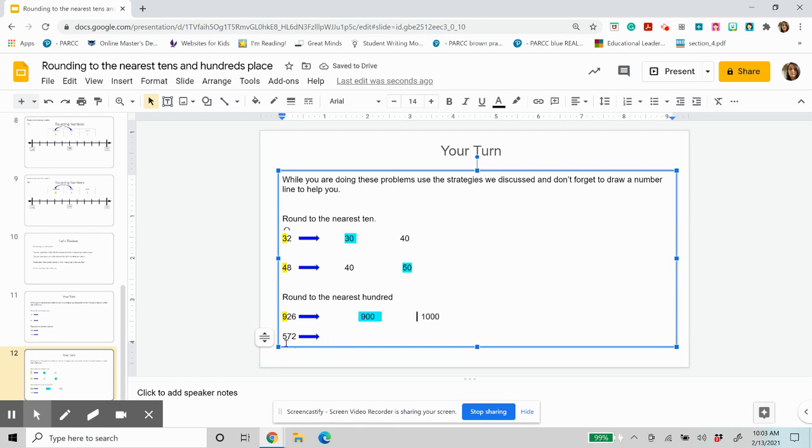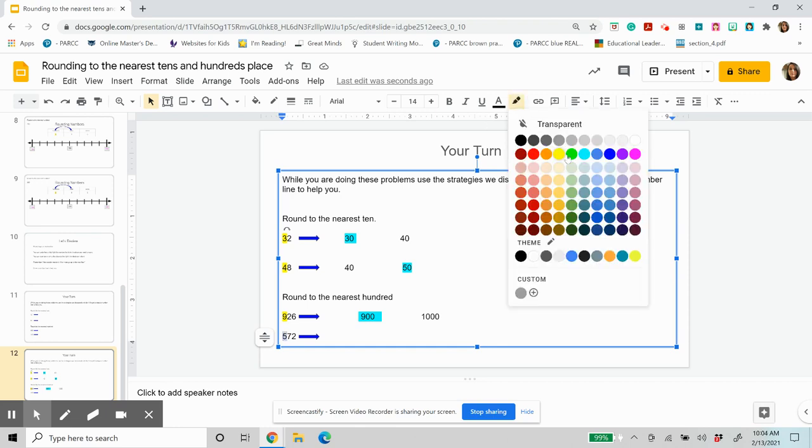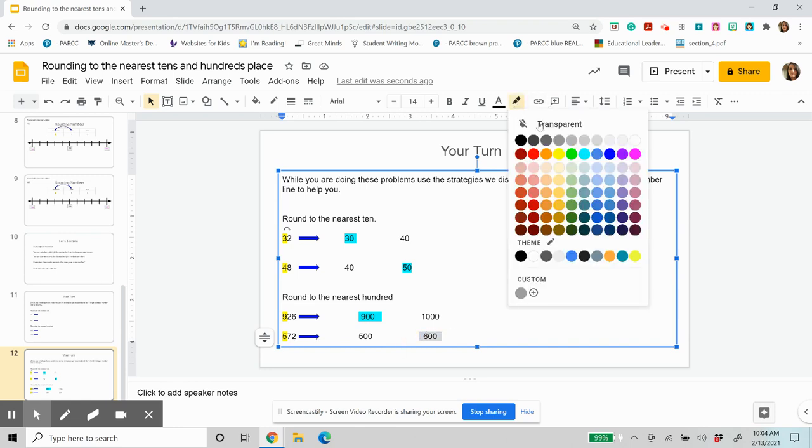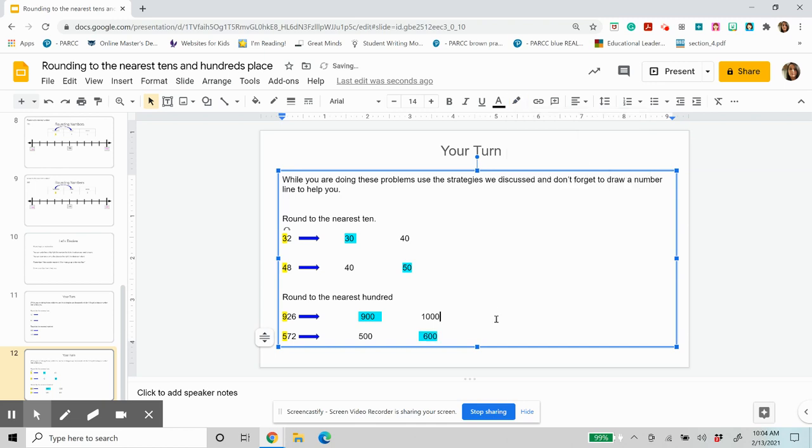And then right here, 572, still rounding to the nearest 100, so I highlight my 100, and then I draw my number line. If I'm talking about hundreds here, my choices are 500, and the next 100 up would be 600. I'm going to look at my deciding factor, that's 7. Is 7 greater than 5 or smaller than 5? Right, 7 is greater than 5. So I would round up to 600. And that would be my answer.